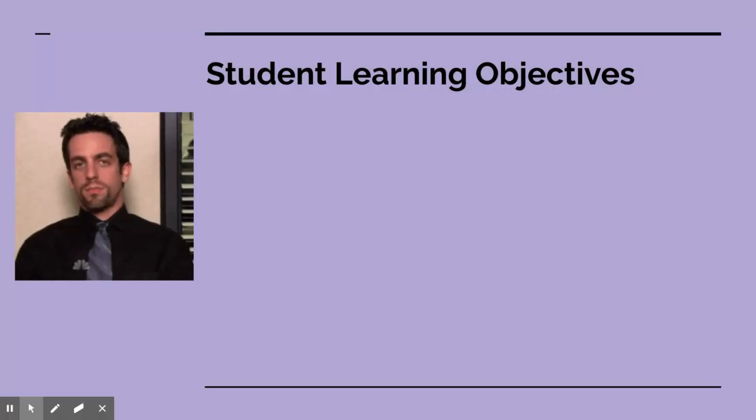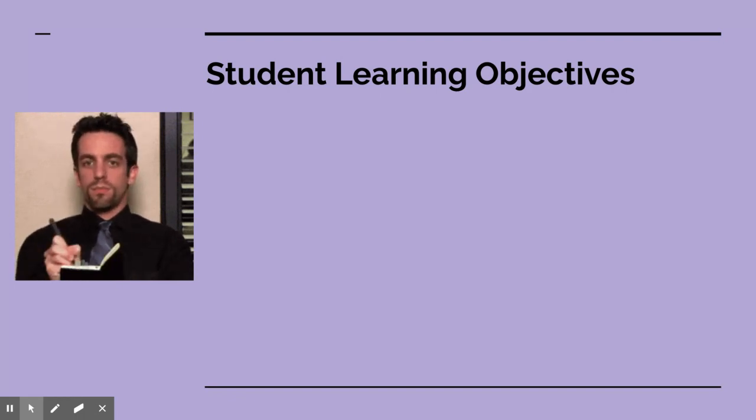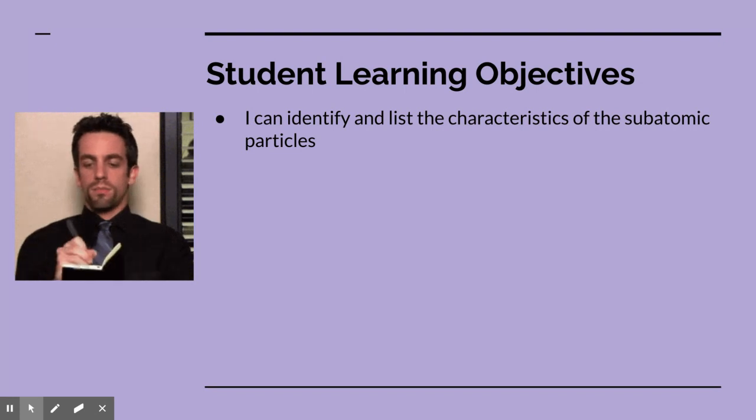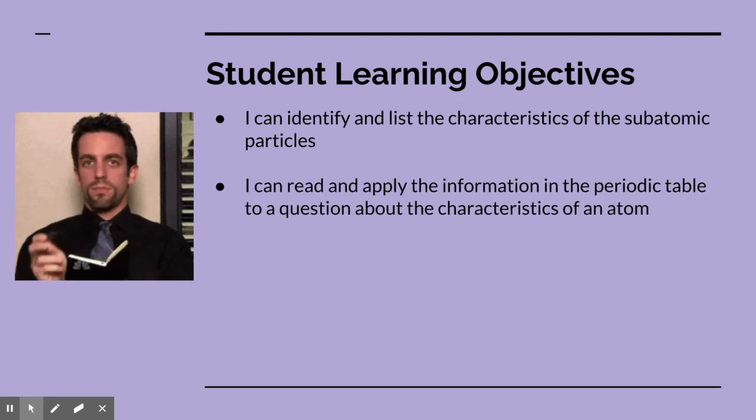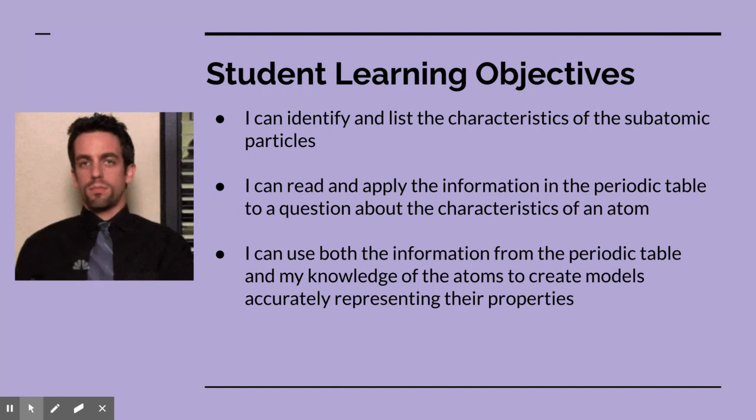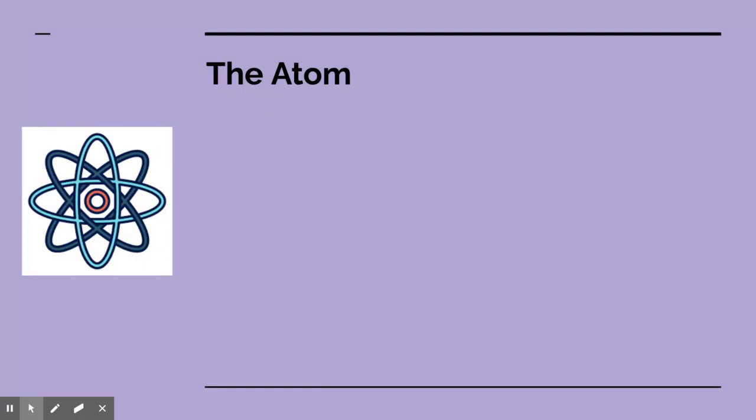So here are the learning objectives. I know the learning objectives usually are on your notes. I was just in such a rush the other day, I didn't get them on there. But here are your learning objectives for this particular section. I can identify and list the characteristics of the subatomic particles. I can read and apply the information in the periodic table to a question about the characteristics of an atom. And I can use both the information from the periodic table and my knowledge of atoms to create models accurately representing their properties, specifically the properties of a particular atom.